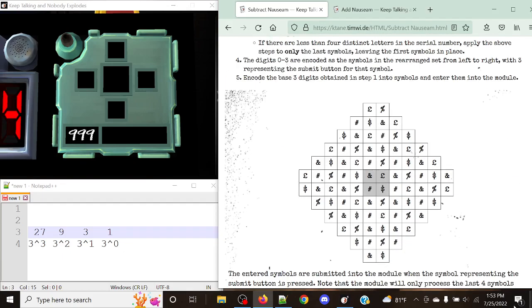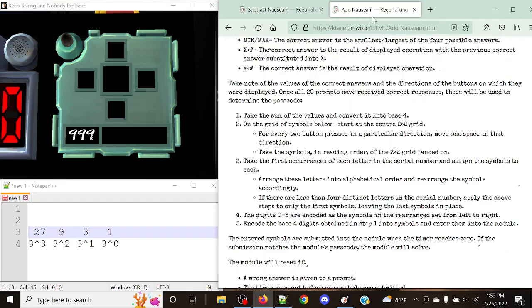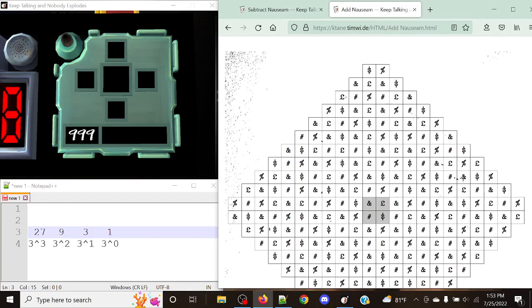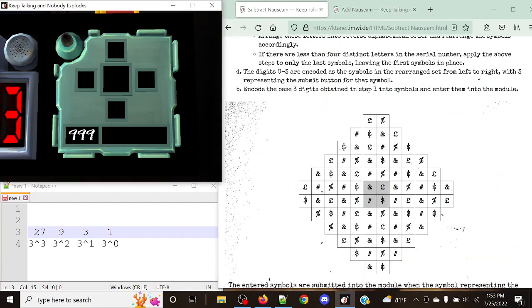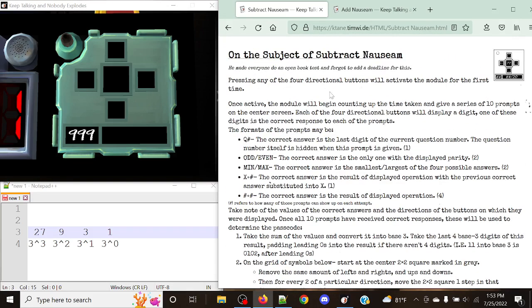I'm actually going to get this thing going. As you can see, this is significantly smaller, simply because it's not 20 questions like ad nauseam would be. It is only 10. So let's get right into this. We want to press any of these buttons to start it.